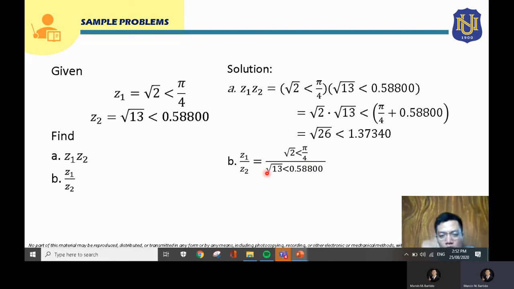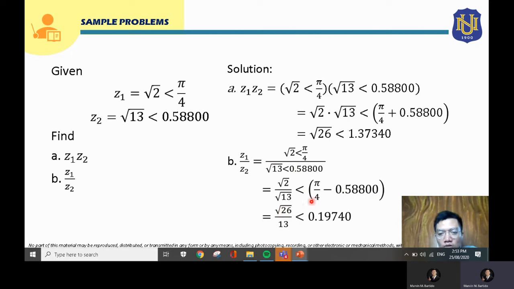Now for letter B, this is the quotient. The quotient of z1 and z2 will be square root of 2 angle of pi over 4 over square root of 13 angle of 0.58800. Since this is a quotient, we divide square root of 2 over square root of 13, and for the angles, we subtract pi over 4 minus 0.58800. Simplifying this will give you square root of 26 over 13 angle of 0.19740. This will now be the answer for this problem.